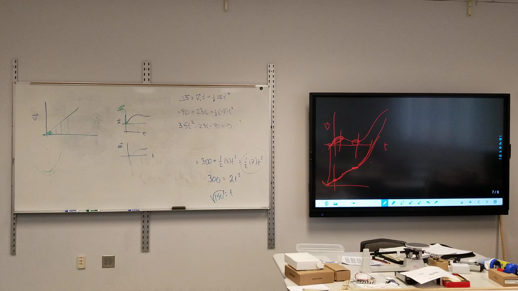The last thing we did, the double ramp, no friction. Is that right?